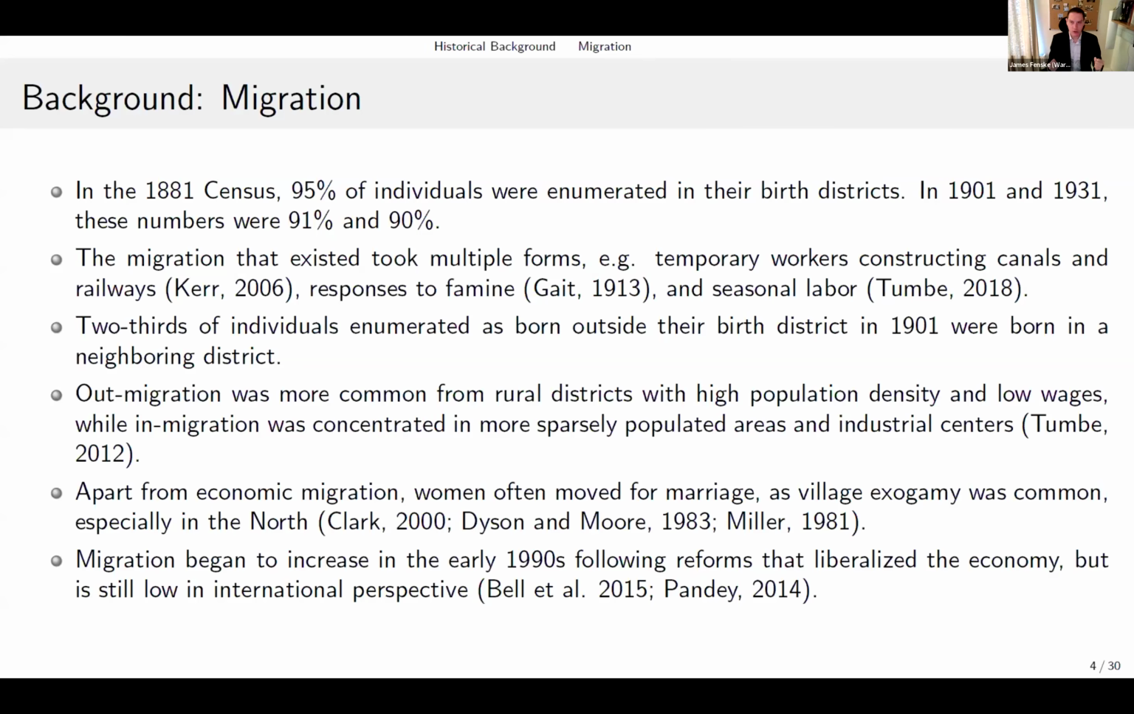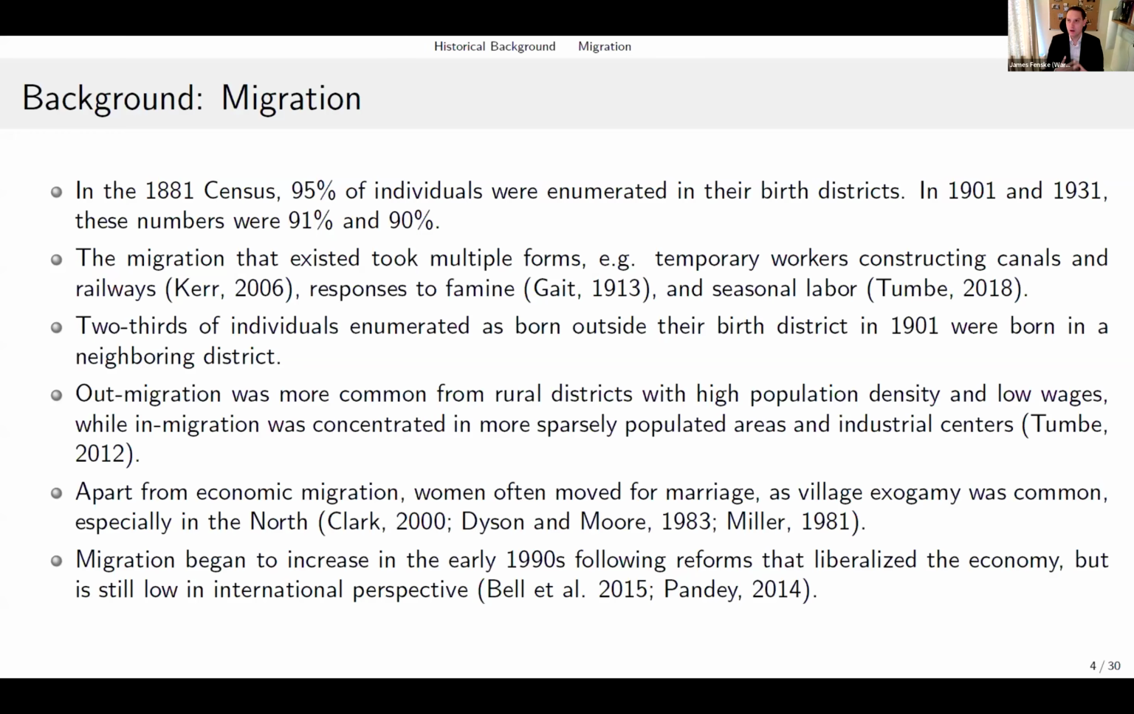Now, not all migration was for economic reasons or narrowly economic reasons, and language need not necessarily be a barrier only to economic migration. Particularly in the North, with the practice of patrilocal exogamy, women leave their village of birth to go to the household of the groom on marriage. However, a lot of this migration is not very far. Much of it is still within the same district or to neighboring districts.